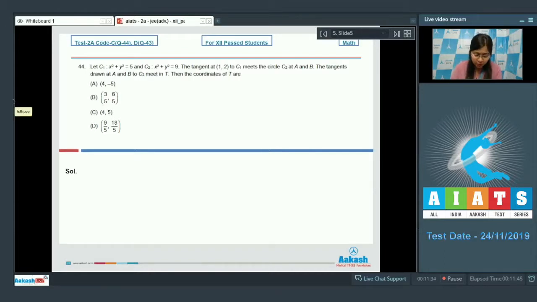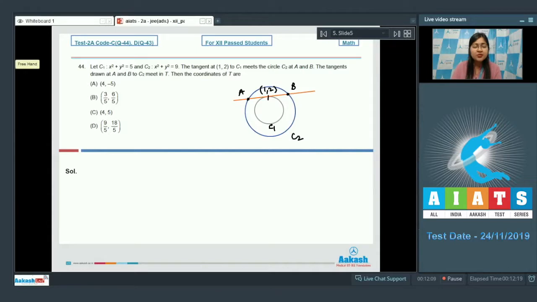So we have to find the coordinates of T. So we have two circles over here. This is C1 and this is C2. Now tangent at 1, 2 meets the circle C2 at A and B. The tangents drawn at A and B to C2 meet in T.